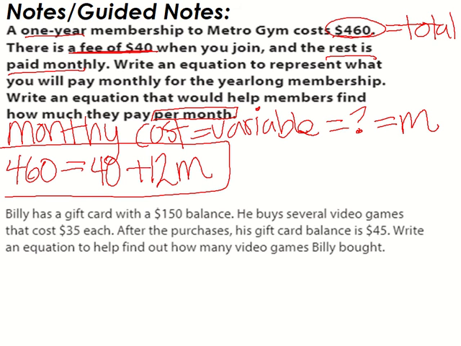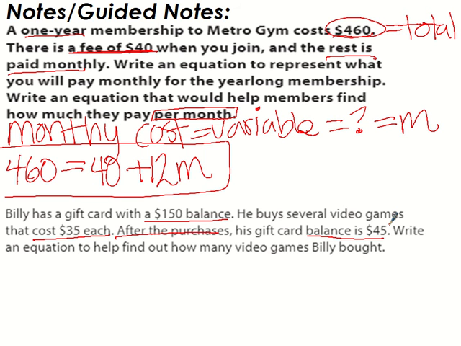Okay, so why don't you try the next one, push pause, underline the important things, and see if you can write an equation for Billy and his gift card. Okay, so Billy has a gift card with a balance of $150. He buys several video games that cost $35 each. After the purchases, his gift card has a balance. So after them, the balance is $45. Write an equation to find out how many video games Billy bought.